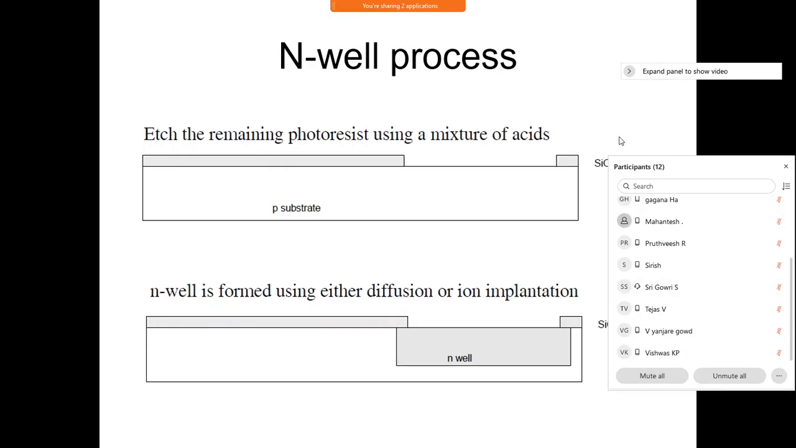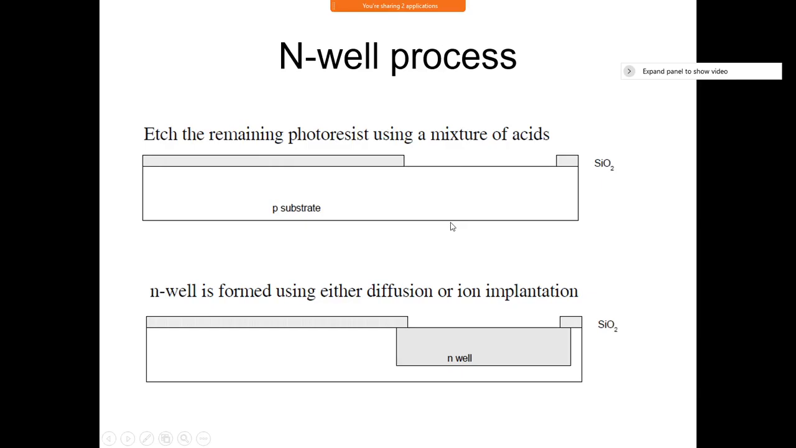Okay, now can you see? Etch the remaining photoresist using a mixture of acid, that has been done. N-well is formed using either diffusion or ion implantation. There are two different methods by which you can have this. Usually for a well they will go for diffusion, because ion implantation is a bit costly process, and this is for a larger dimension, so they always go for diffusion.